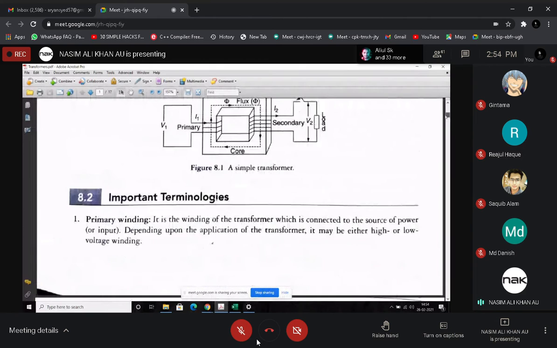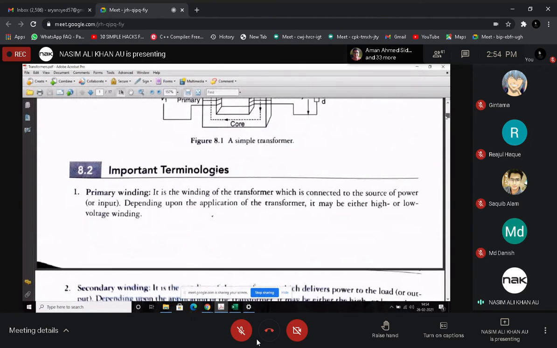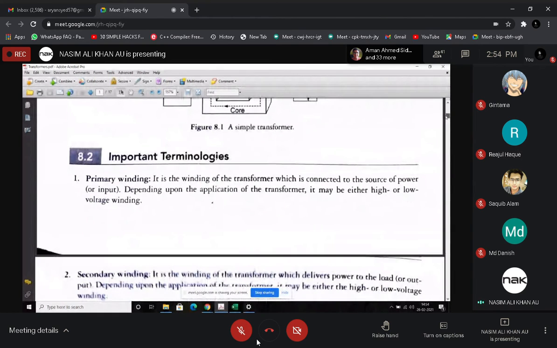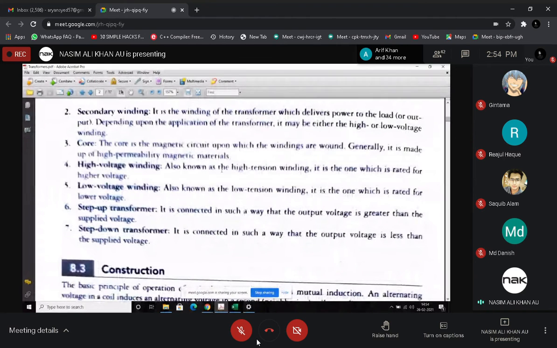Now, what is the important terminology? Important terminology is primary winding, what I told, secondary winding, core. Now, you can see the core. The core is a magnetic circuit upon which the windings are wound.